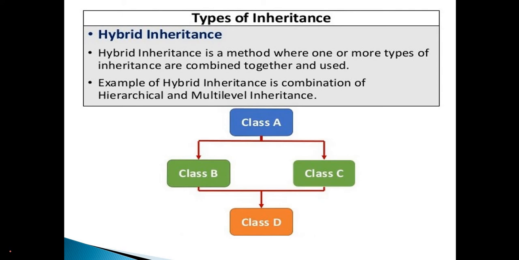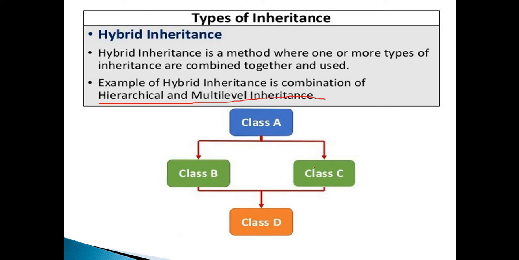In the last video I completed multi-level inheritance and then multiple inheritance. Now we are moving to the next type of inheritance. This is called hybrid inheritance. As you can see in this diagram, hybrid inheritance is a combination of hierarchical inheritance as well as multi-level inheritance.